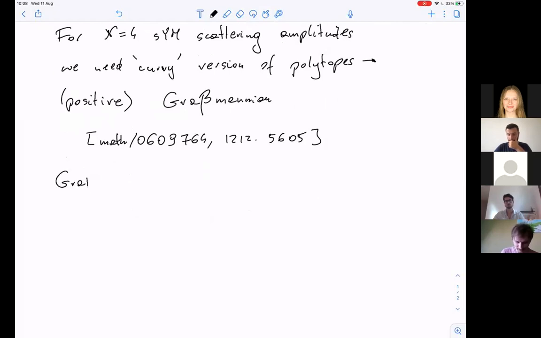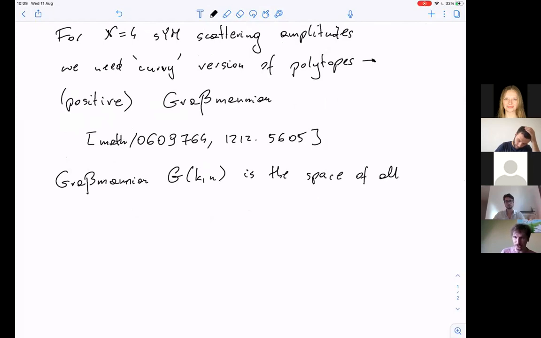So what is a Grassmannian? The Grassmannian is a space which we call G(K,N). So it depends on two parameters, K and N. It's the space of all K planes in an n-dimensional space. Okay, so we take an n-dimensional space and consider all K planes.